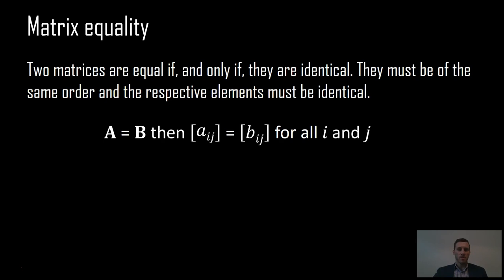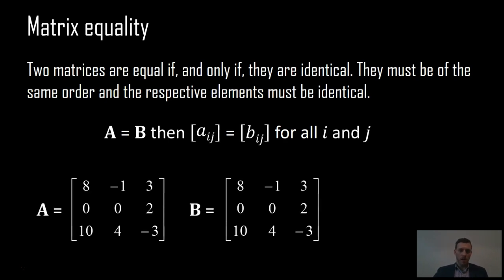and the respective elements must be identical. If matrix A equals matrix B, all the elements of matrix A equal all the elements of matrix B. And that's what we've written here. Here we have matrix A, it's a 3 by 3, and matrix B, you'll notice that it's the same order and all of the elements are the same. Therefore, matrix A is equal to matrix B.